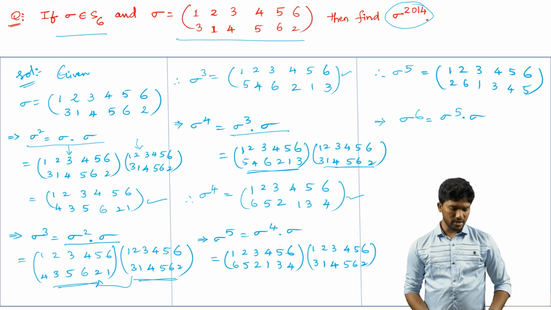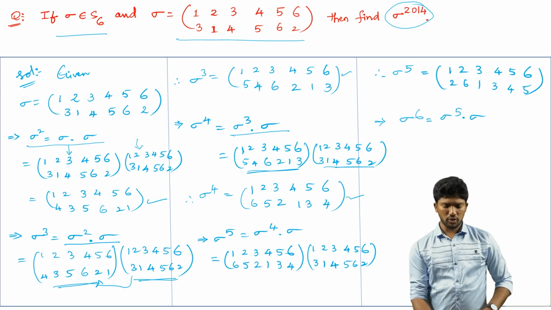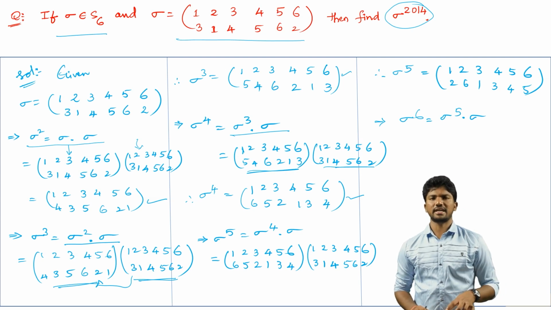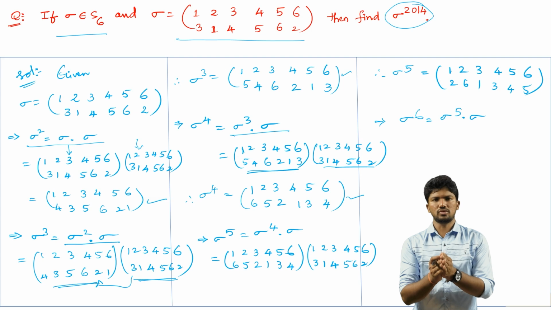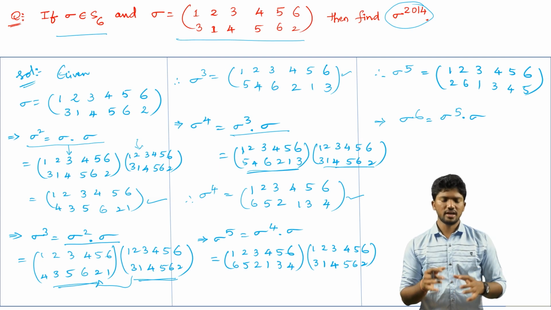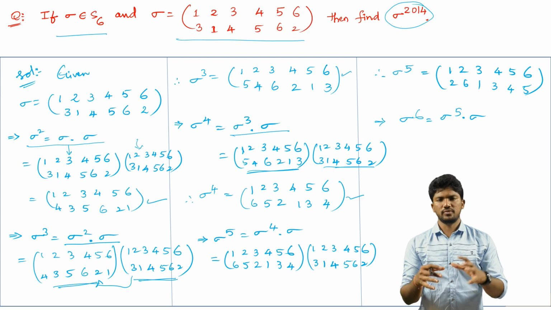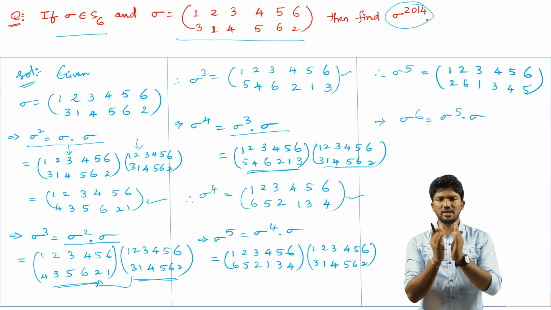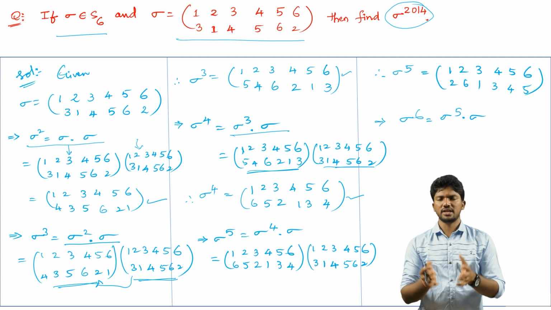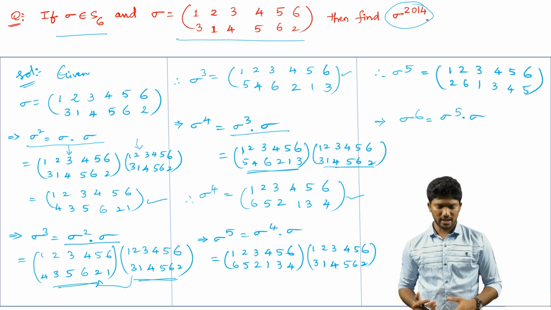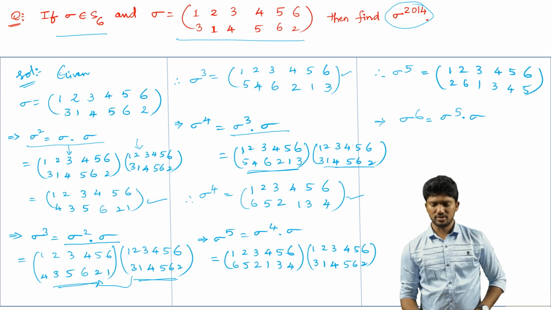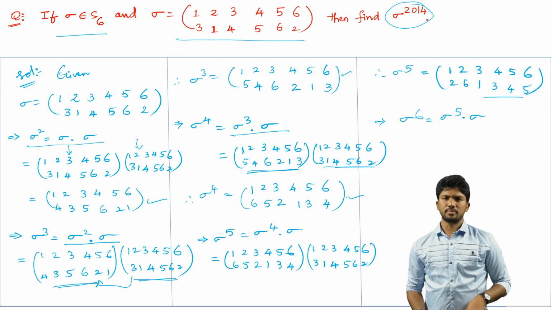If you observe carefully, here sigma square, sigma cube and sigma power 4 are different permutations. We are not getting the identity permutation. We have to continue this process until we get the identity permutation. For whichever power of sigma you get the identity permutation, you have to stop the process there. Until you get the identity permutation, you have to do the same process. Here sigma square, sigma cube, sigma power 4 and sigma power 5 also did not give the identity permutation.